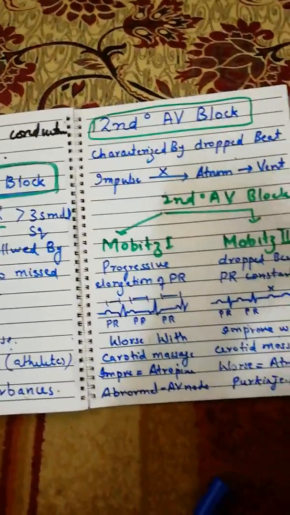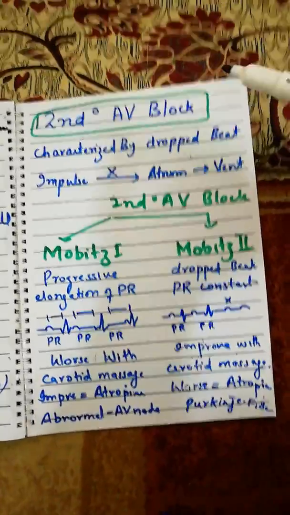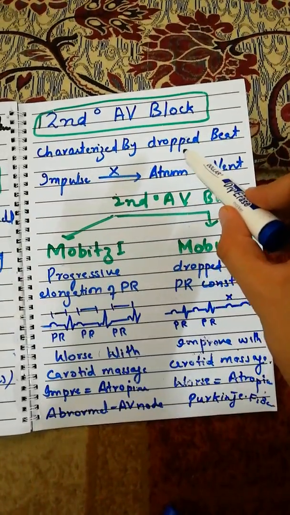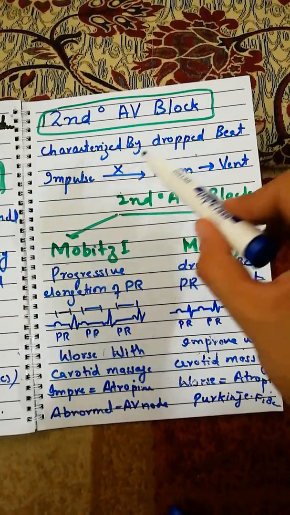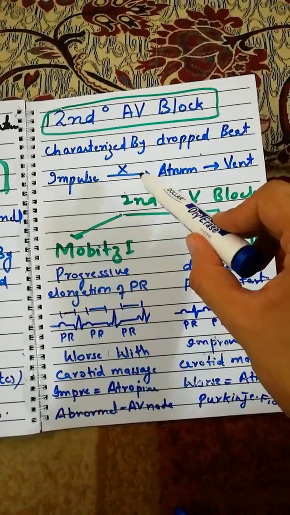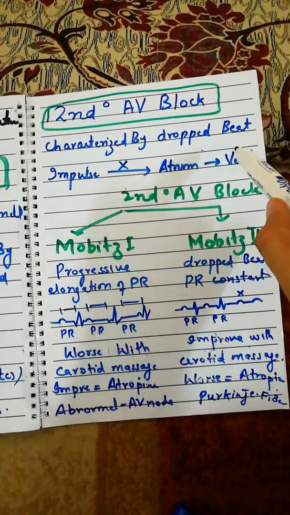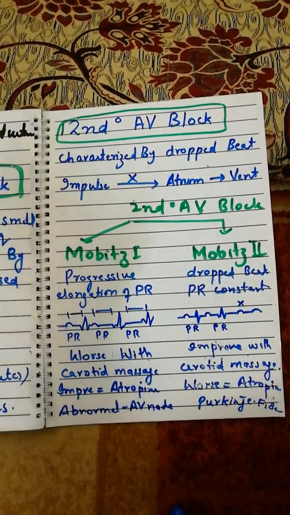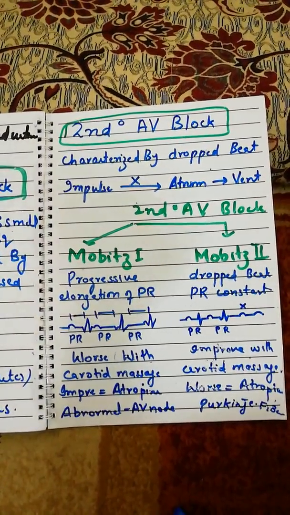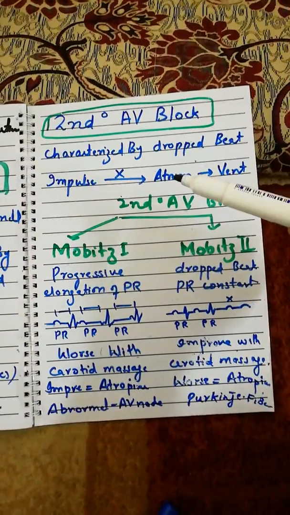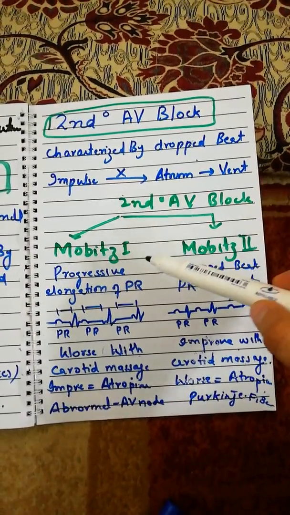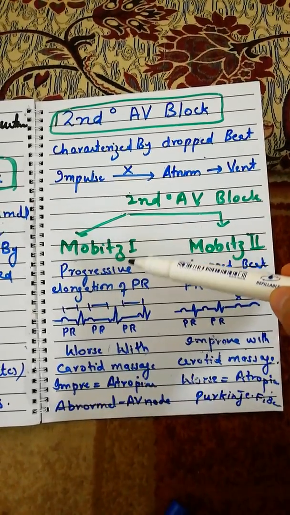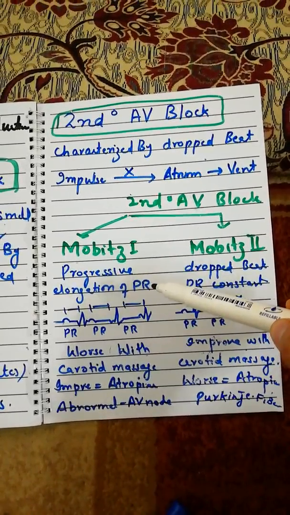So now come toward the second degree atrioventricular block, or second degree heart block. It is characterized by a dropped beat. Dropped means sometimes the impulse will not transmit from atrium to ventricle. There will be a dropped beat. And how will we interpret a dropped beat on ECG? There will be a missed QRS complex. So second degree heart block is of two types: Mobitz type 1 and Mobitz type 2. In Mobitz type 1, there will be progressive elongation of the PR interval.